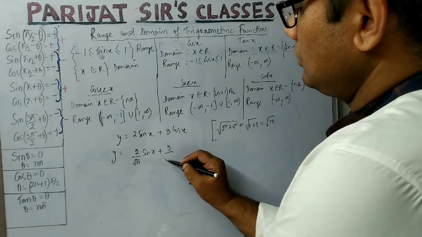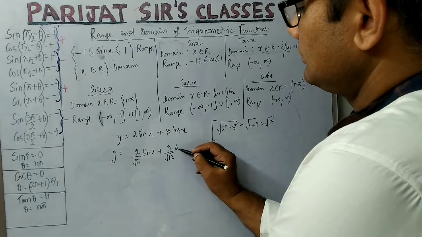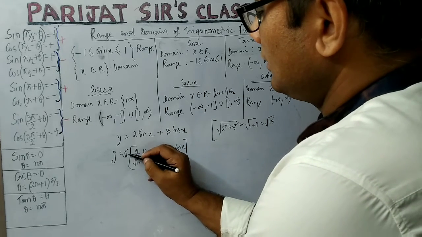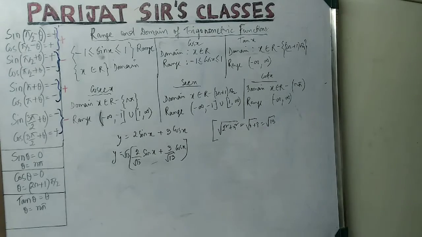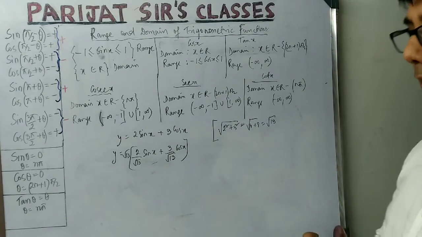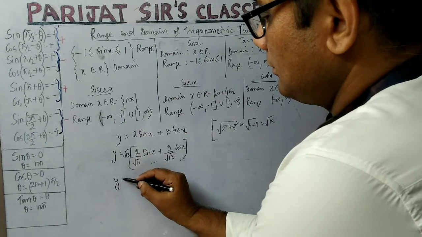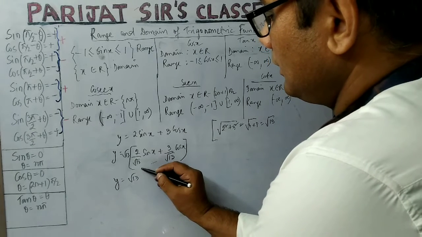You have to divide by root 13 and multiply by root 13. So that is the rule. You have to divide by root 13 and then multiply by root 13. So let us see how to convert.